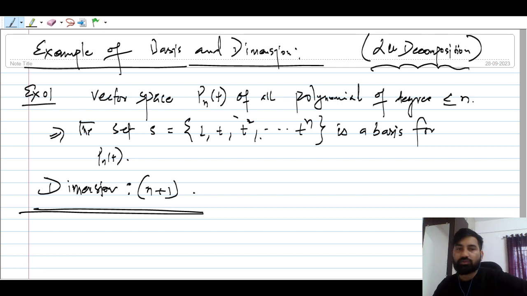Fine. So please remember with respect to polynomials how we write the basis. It is the collection of all these, like 1, which is nothing but t to the power 0. So instead of writing t to the power 0, we are writing 1, okay? So the dimension is going to be n plus 1, theek hai? Ye yaad rakhna, ye example hai.